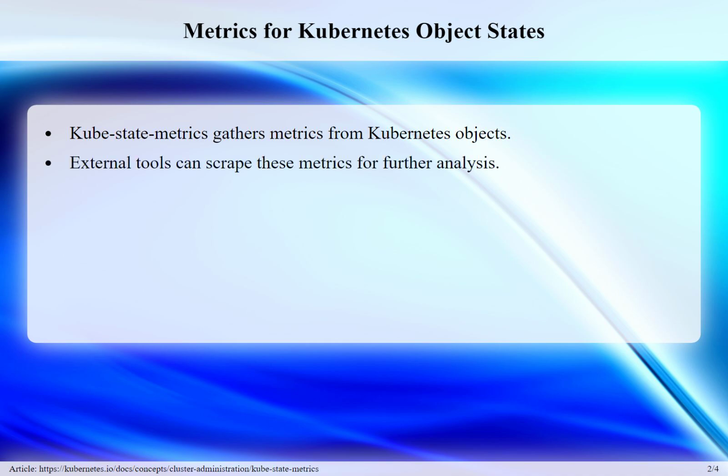Metrics include details such as container names and image IDs. External tools, like Prometheus, can scrape these metrics to enable various use cases. Keep in mind that Kube State Metrics is not a core part of Kubernetes but is an external project that enhances monitoring capabilities.